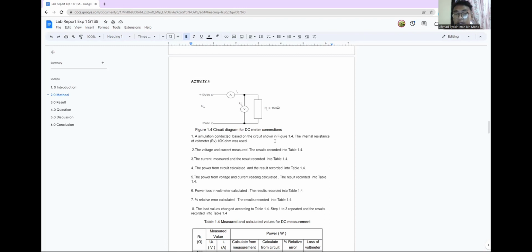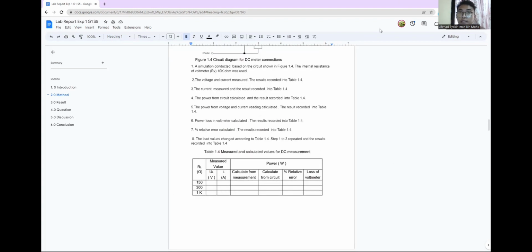Percentage relative error calculate, the result record into table 1.4. Last one, the load values change into table 1.4. Step 1 to 3 repeated and the result record into table 1.4. This is table 1.4. This is all for me.